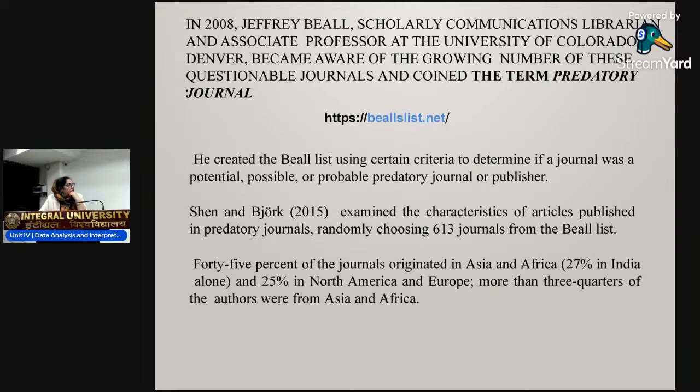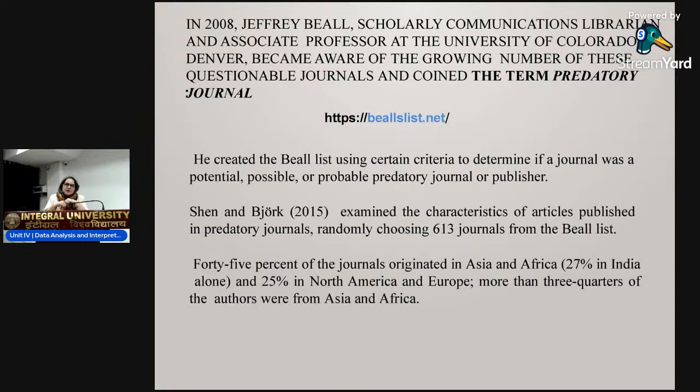The list, Beale's list, contains a comprehensive list of predatory journals. So whenever you decide to publish your paper, do not publish in the journals which are listed in Beale's list. Beale's list has the name of every journal in which you should not publish, right? In Beale's list.